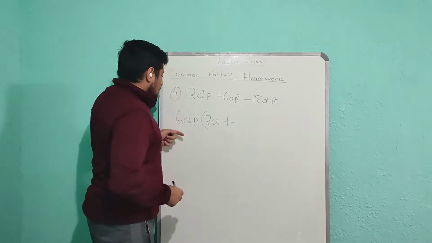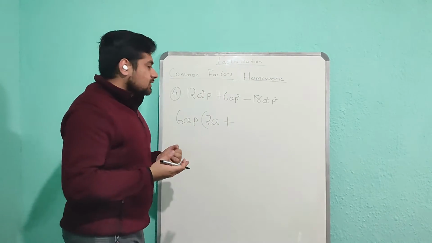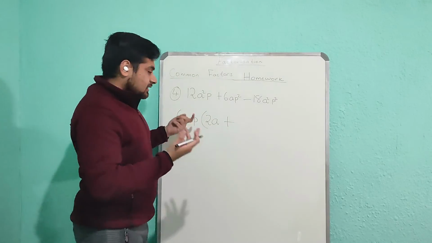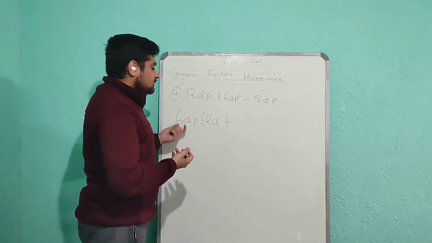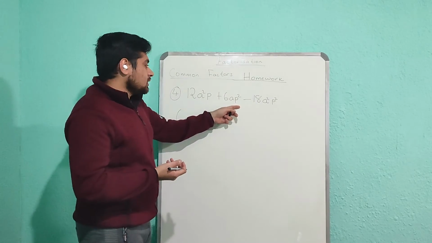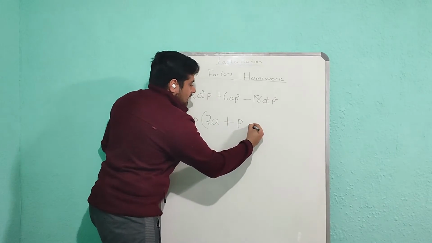Plus, now how many times does 6 go into 6? 1. As I said, if you have 1, you do not need to write it down. Now how many times does A go into A? A and A, that's A to the power of 1, A to the power of 1, so we don't have to write that. Here we got P to the power of 1 and P to the power of 2. So how many P's are we missing? 1 more. So we write P in the middle, minus.